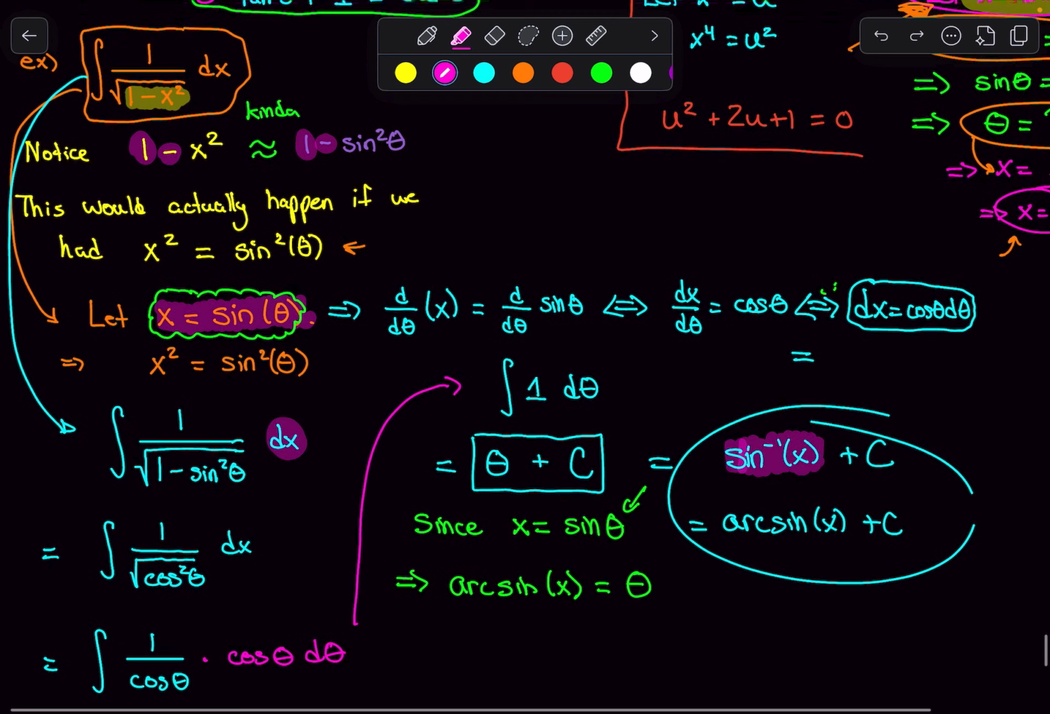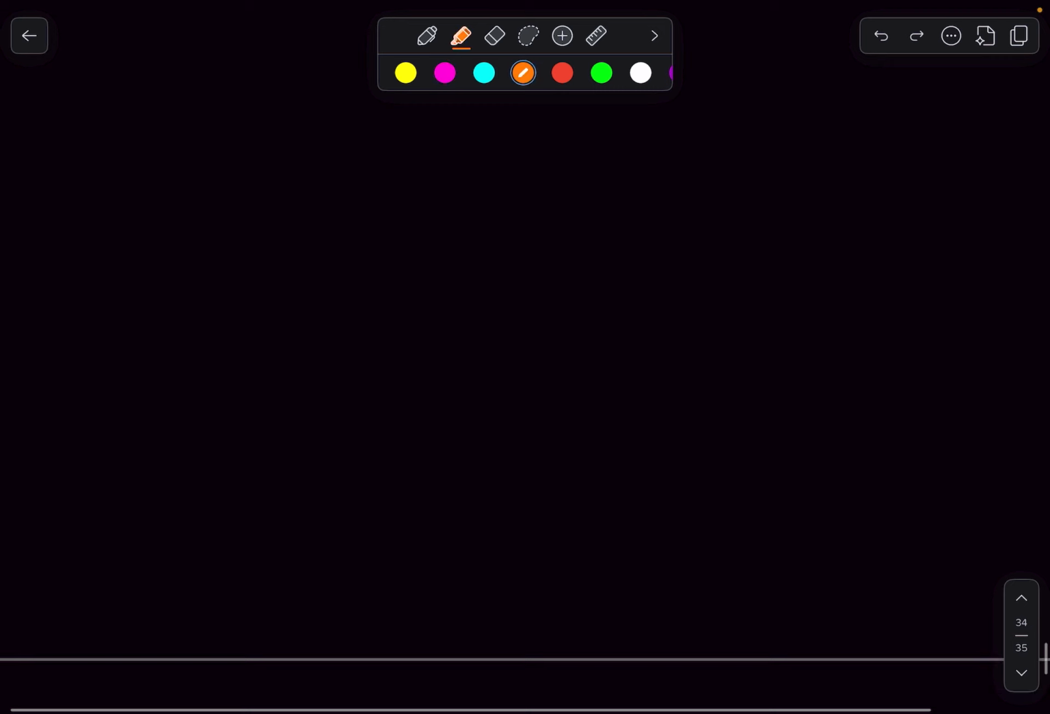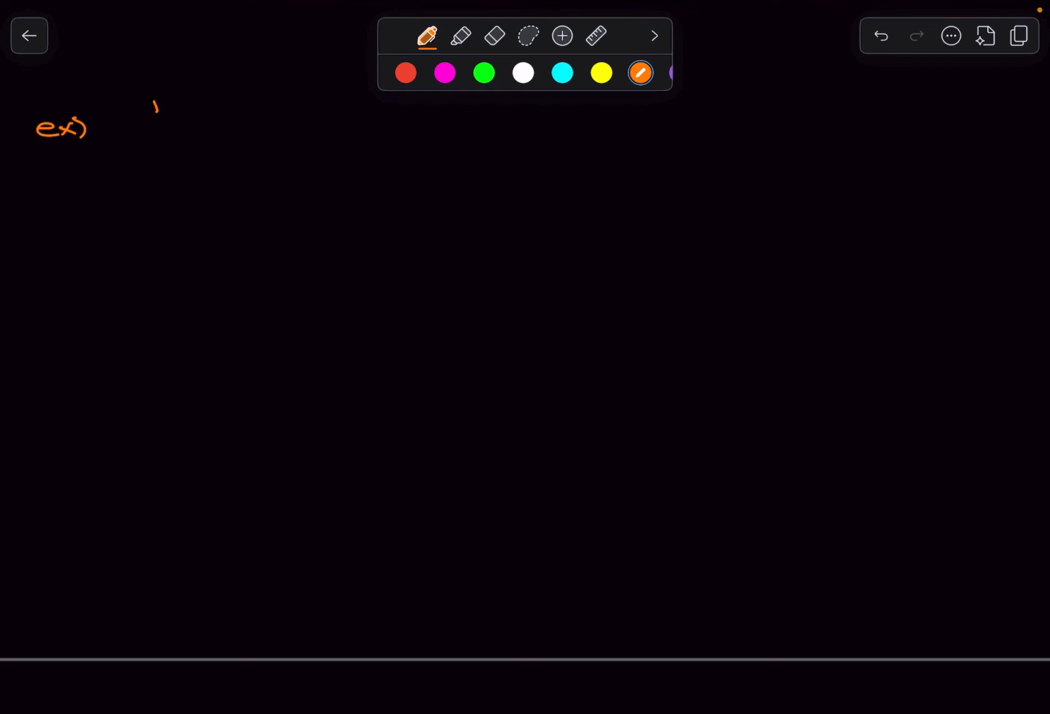Okay, so that was a lot, right? There's a lot of stuff going on. We're just going to dive right into a second example because I think just seeing a bunch of examples is going to help make things start to click a little bit sooner. Okay, so let's do another example. So for example, let's do the integral of the square root of 9 minus x squared over x squared dx.